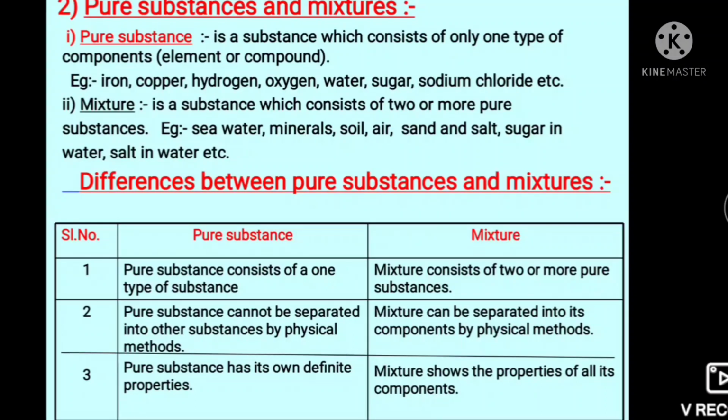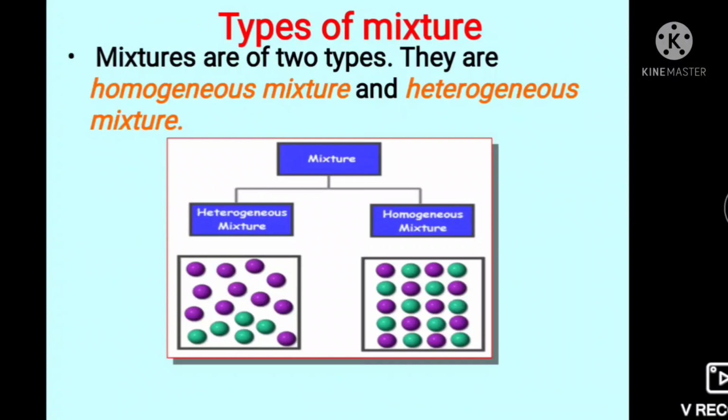Then what is the difference between pure substance and mixtures? Pure substance consists of one type of substance. Mixtures consist of two or more pure substances. Pure substance cannot be separated into others by physical methods. Mixtures can be separated into their components by physical methods. Pure substance has its own definite properties. Mixtures show the properties of all their components. And mixtures are of two types: homogeneous mixture and heterogeneous mixture.